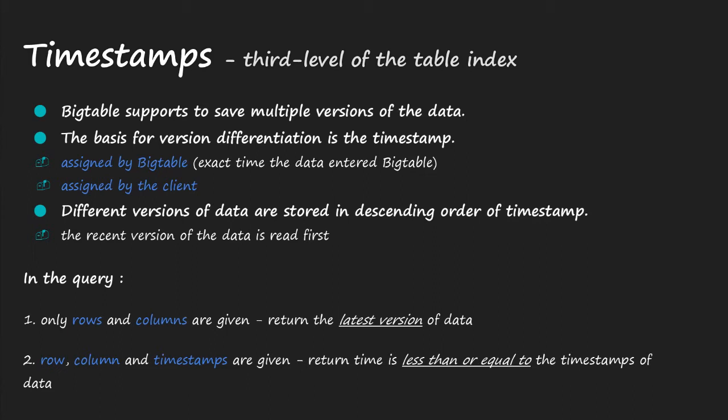In the query, if only the rows and columns are given, the latest version of data is returned. If the row, column, and timestamp are given, the data whose time is less than or equal to the timestamp will be returned.